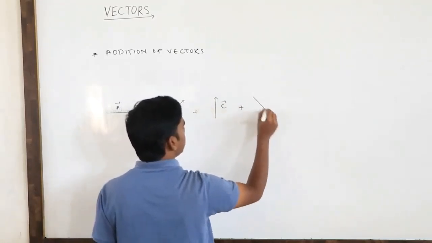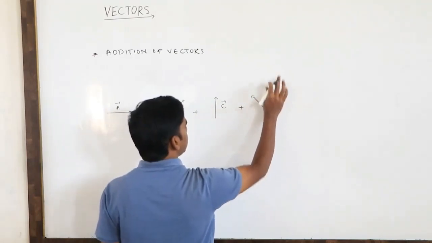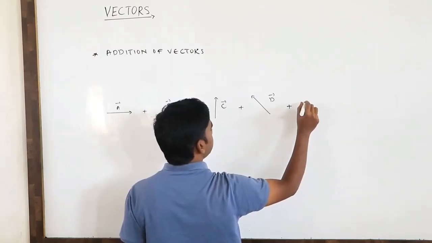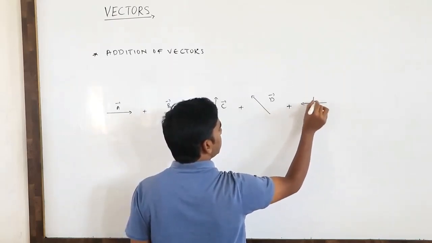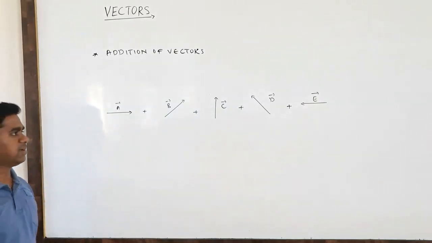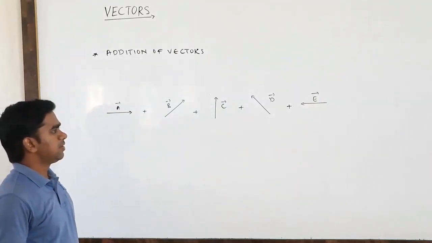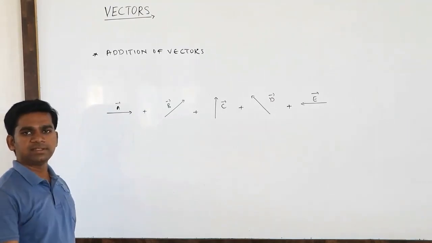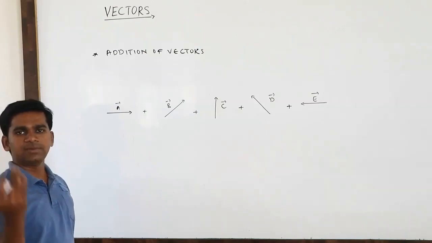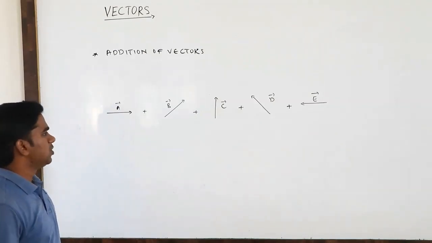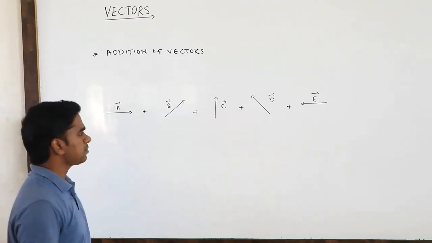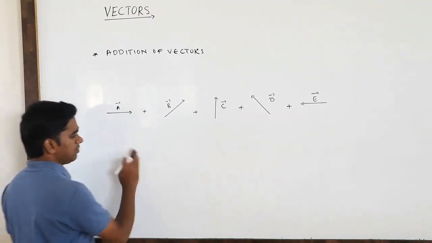Then take one more vector in this direction, vector D, and maybe one more in this direction, vector E. If there are so many vectors, then you cannot do A plus B, then take the resultant to add with C, then again add the resultant with D. No, it is not possible. So we can simply use one more method, called the polygon method. We have to draw the polygon with the help of these vectors.